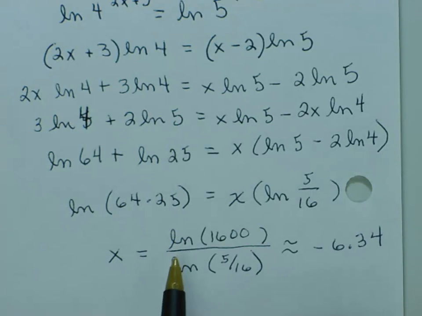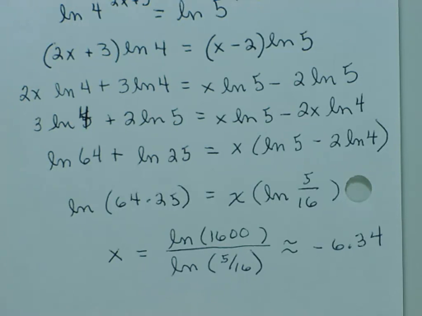Terry, do you have an 83, 84, or 86? 84, then as soon as you hit natural log, your calculator opens this parenthesis for you. Just type 1600, close parentheses, and then divided by natural log. The calculator will open this parenthesis for you. 5 divided by 16, close that parenthesis, and enter. Did it that time? Yeah. Okay.